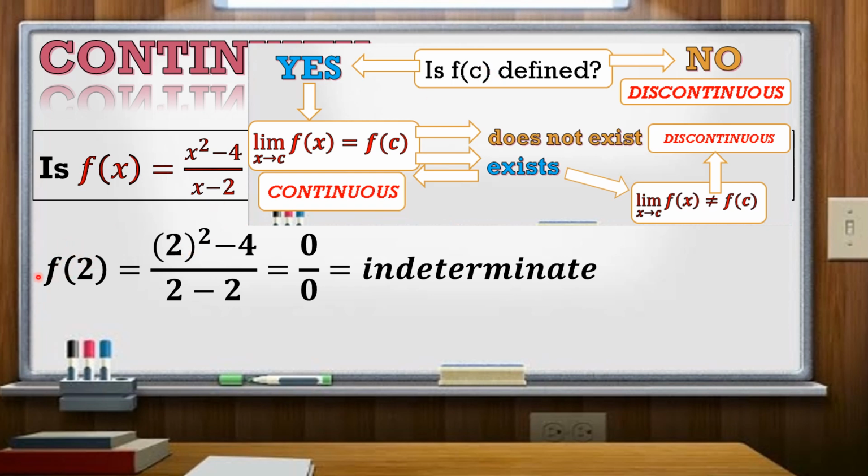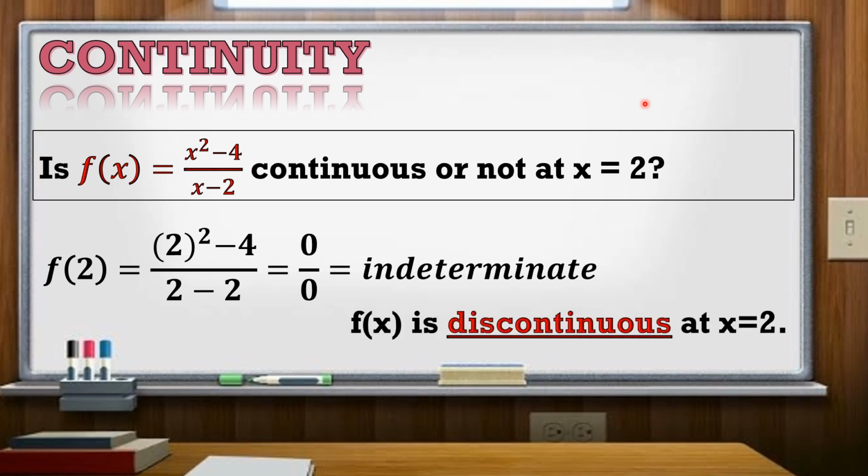That means your f of 2 is equal to 2 squared minus 4 over 2 minus 2. That is indeterminate. So ibig sabihin, hindi siya defined. Thus, your f of x is discontinuous at x is equal to 2. So titigil na tayo doon. Another example.